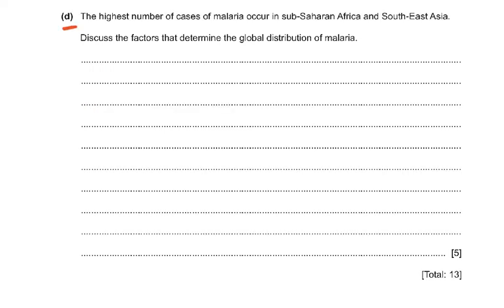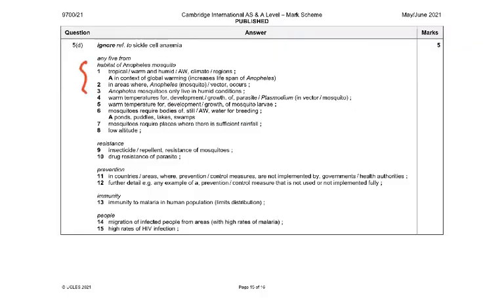Now the D part of the question: the highest number of cases of malaria occur in sub-Saharan Africa and Southeast Asia. Discuss the factors that determine the global distribution of malaria. Now, this is a very important syllabus point, the global distribution of malaria. So, now let's discuss this. In the mark scheme, they have given you different headings for it. They've said, let's talk about the habitat of the Anopheles mosquito.